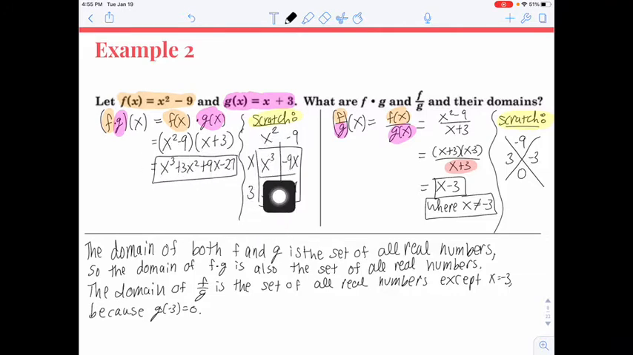When you multiply using the box or FOIL, you'll end up with x cubed plus 3x squared minus 9x minus 27. For f divided by g of x, we have f of x divided by g of x, so x squared minus 9 divided by x plus 3. x plus 3 is as simplified as we're going to get, but x squared minus 9 can be factored. So you can use the x method.